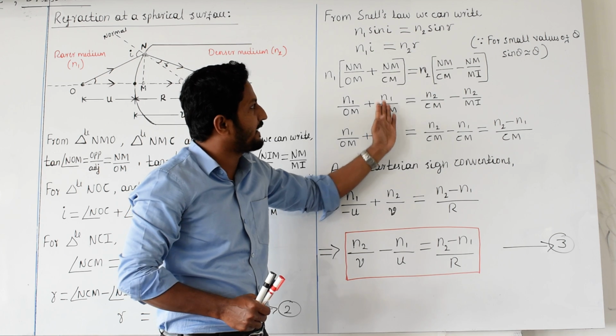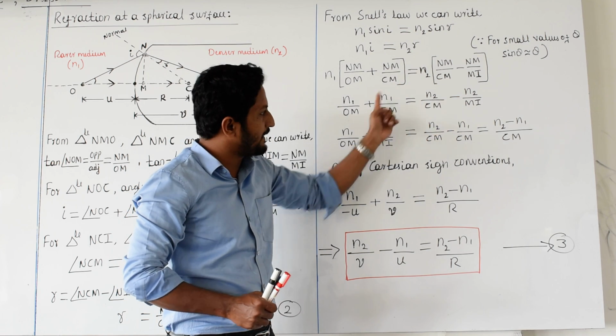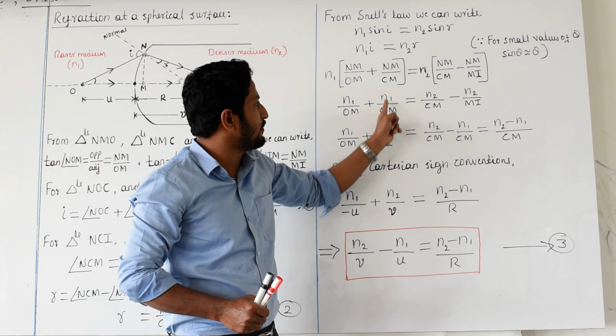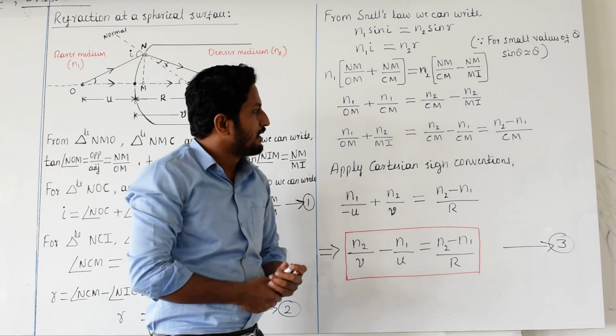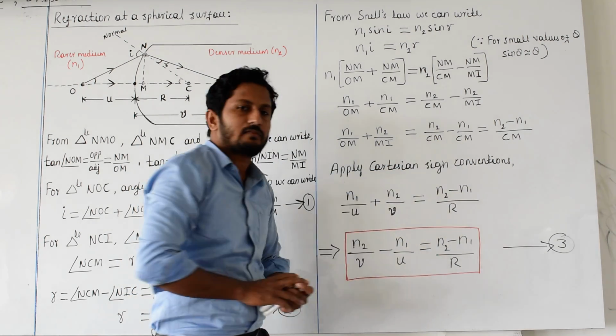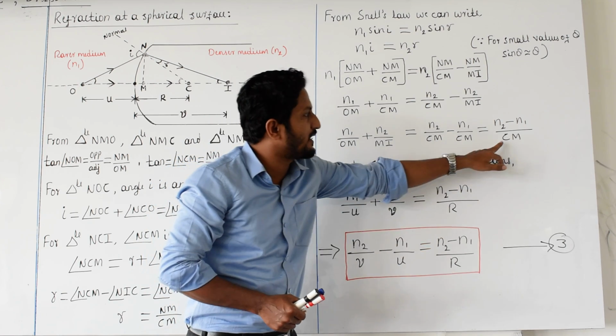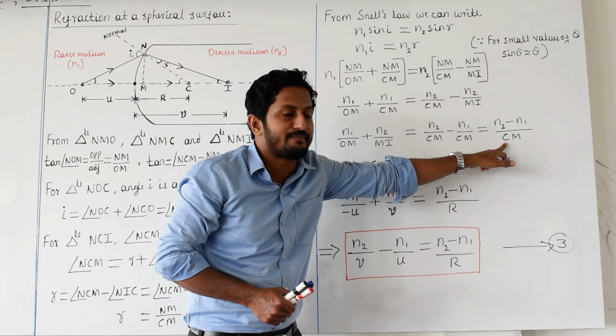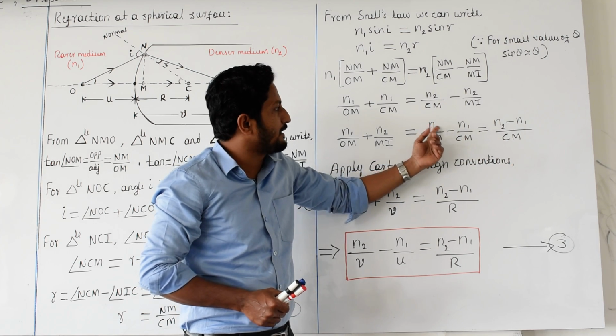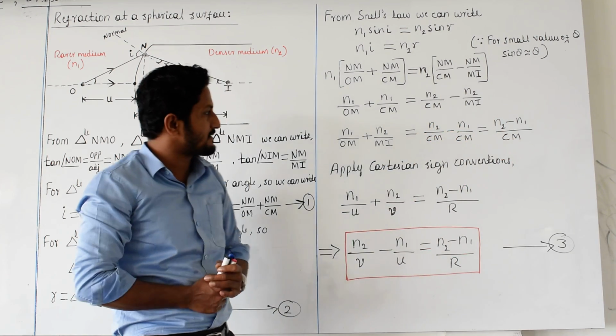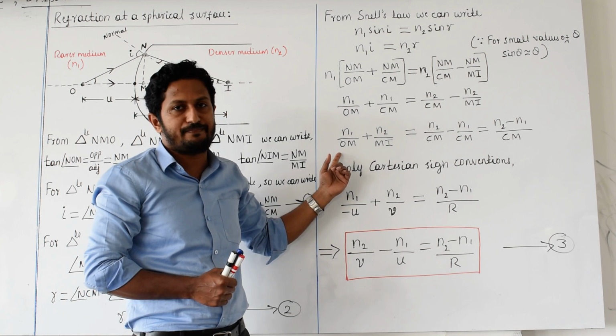This one we have taken to that side, so it becomes negative: n1 by Cm. Look here at these two. In the denominator, Cm is common, so you can write it here as a common Cm. In the numerator, n2 minus n1. Yes, this is now one equation.